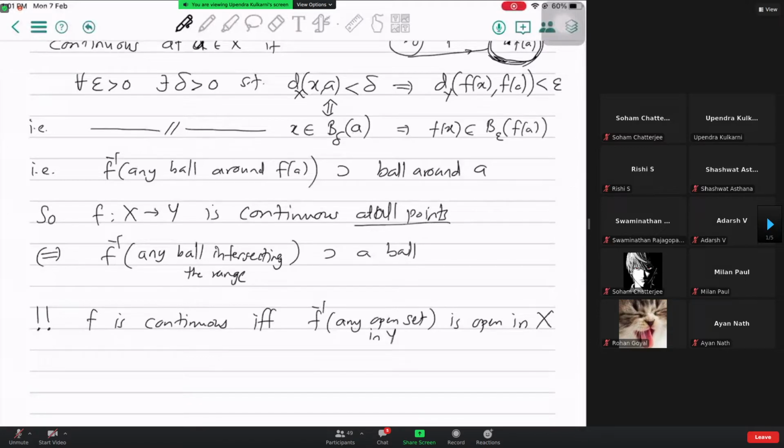So does this condition, any open set in Y, imply that it has to contain the range? I mean, right. So now, okay. So what does any open set in Y? Sorry, what did you say about any open set in Y? Does it have to contain a point in the image?